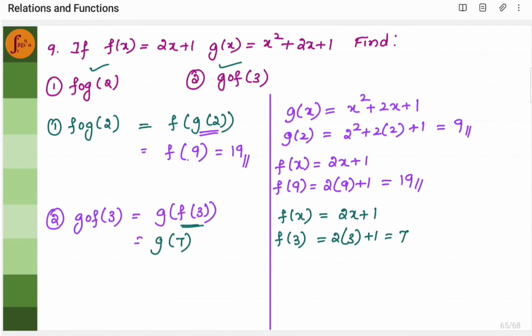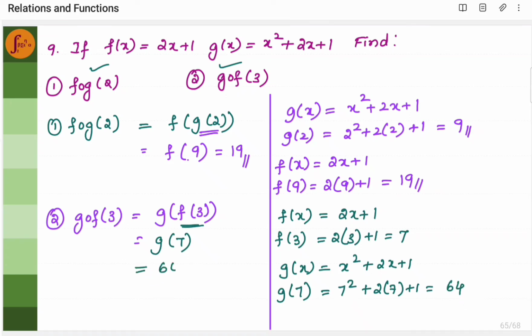Now I need to find g of 7. To find g of 7, I need to know g of x. What is g of x? X square plus 2x plus 1. This is g of x. I need to find g of 7. That means instead of x, I'll put 7. 7 square plus 2 into 7 plus 1, which is 64. So I'll get 64 as the answer.